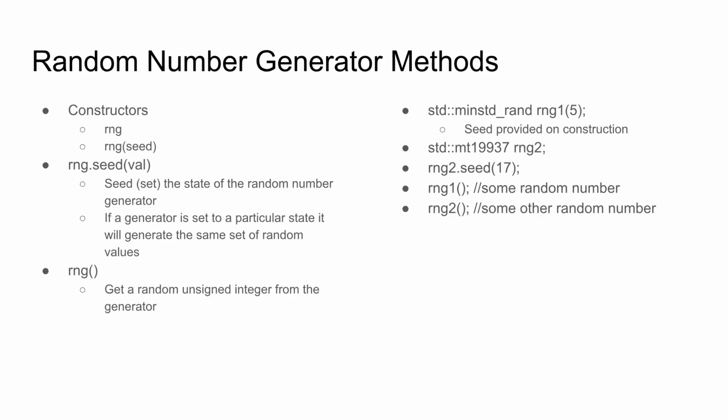If you want to get a random integer from the random number generator, you do rng parentheses. Here you can see that I make a minstd random number generator called rng1, seeded with the value 5. Here I create another type of random number generator, a Mersenne Twister random number generator called rng2, and then I seed it after creation using 17. If I do rng1 with parentheses, it'll give me some random number. rng2, some other random number. I don't really know what's going to come out.